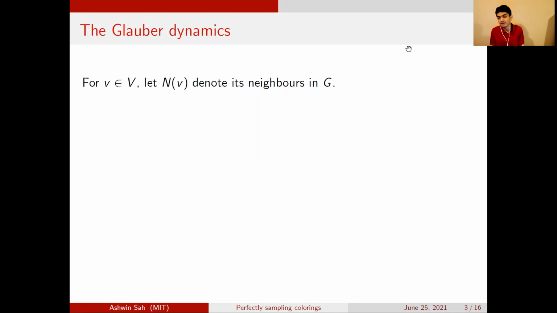So to begin with, in order to think about sampling colorings of graphs, we look at the standard way of thinking about this and doing it, which is through the Glauber dynamics. For a vertex v, let N of v be its set of neighbors. We'll use this notation throughout.